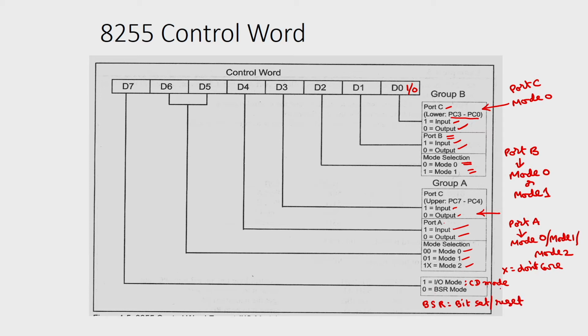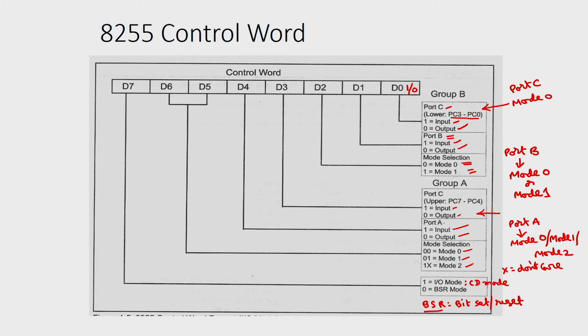So, in I/O mode or CD mode, we cannot program a single bit of a port as an input port or output port. The entire port can be programmed as either input port or output port. It is not possible to program a bit of a port as an input port and another bit of the same port as an output port. Whereas in case of bit set reset mode, as the name implies, one pin of this port A, so port A will have 8 pins, PA7 to PA0.